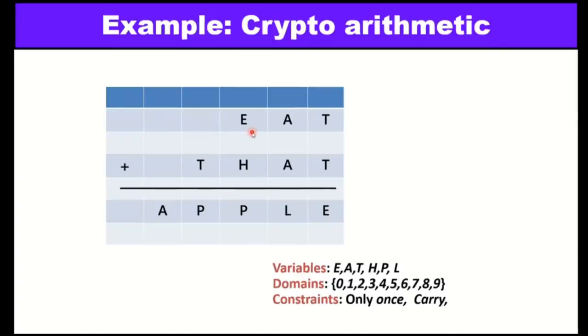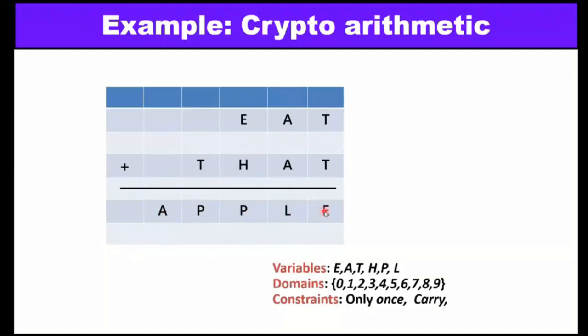When we assign the numbers, both strings eat and that, when numbers are assigned, must add up to the number value of apple. So suppose for E I have assigned some value, for A I have assigned some value. So I will put the values in the expression everywhere, and then this should satisfy the problem. So the answer should be like this.